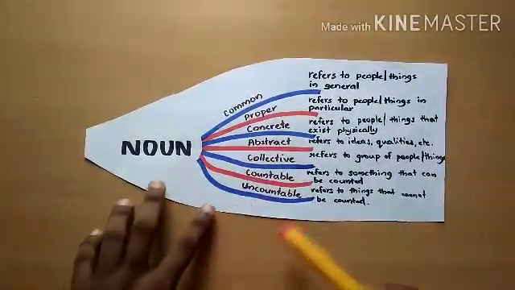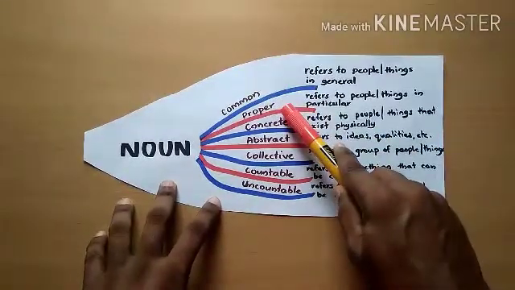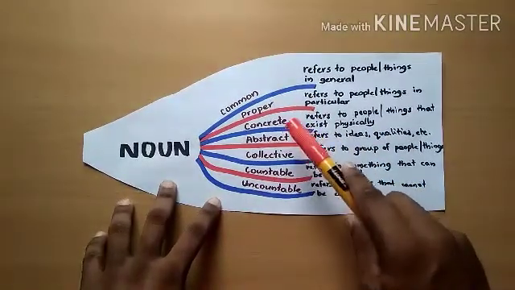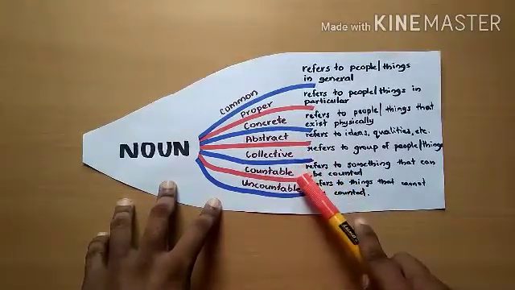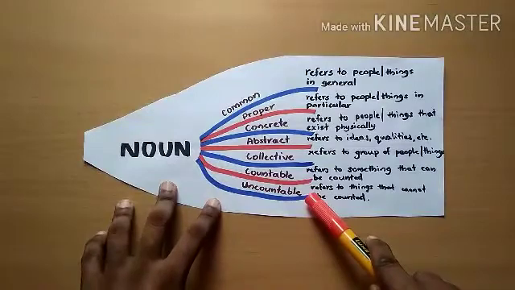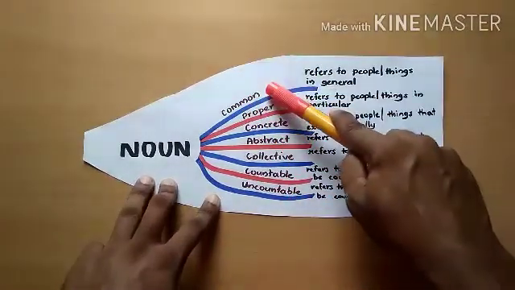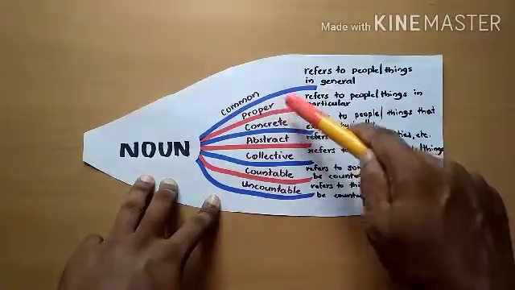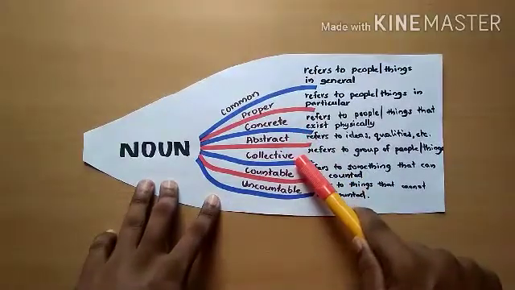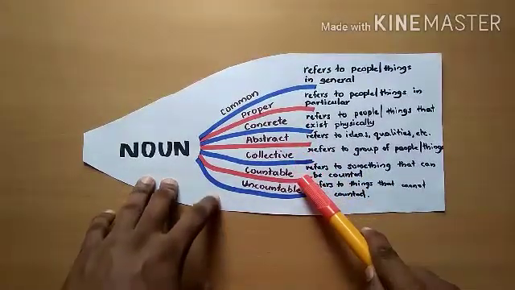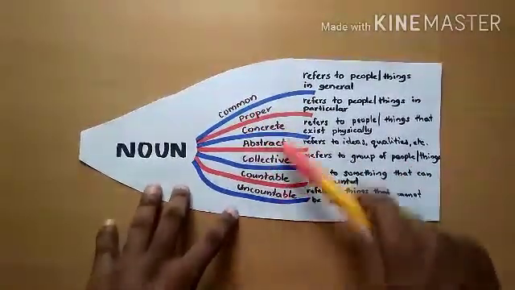There are common nouns, proper nouns, concrete nouns, abstract nouns, collective nouns, countable nouns, uncountable nouns. These are types of nouns. Okay, say with me: common nouns, proper nouns, concrete nouns, abstract nouns, collective nouns, countable nouns and uncountable nouns. Okay, these are the types of nouns.